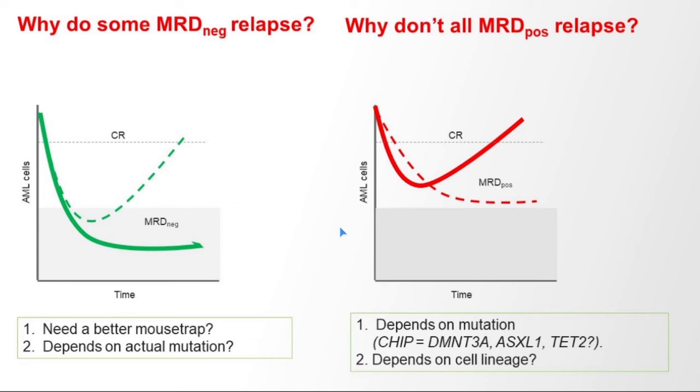This gets even more complicated when you think about there's data, at least in the NPM world, that the order of mutation makes a difference in how patients behave. So in that case, the complexity really, really skyrockets, and those are issues that are probably going to be addressed by alternative strategies like single-cell approaches.